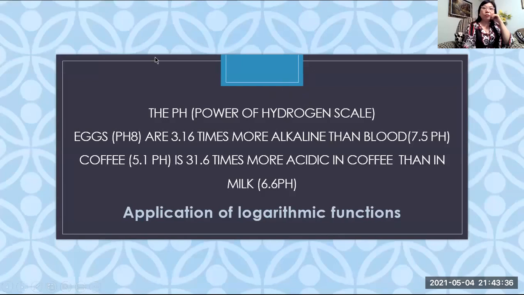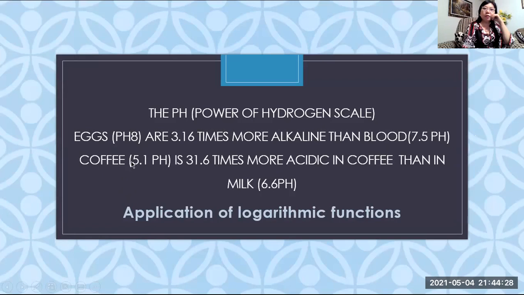Next, we will talk about the pH, power of hydrogen, scale. This is an application of both exponential and logarithmic functions. So x has a pH value of 8, which is 3.16 times more alkaline than blood. The blood has a 7.5 pH value, and the x has an 8 pH value, and it is 3.16 times more alkaline than our blood.